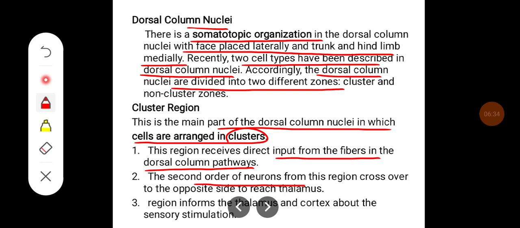Second order neurons from this region cross over to the opposite side to the thalamus, and the region informs the thalamus and cortex about the sensory stimulation.